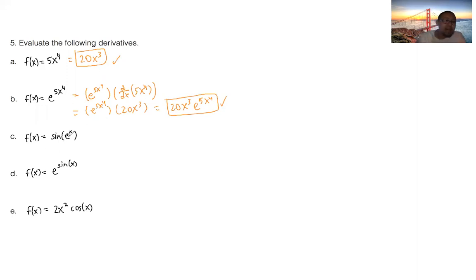Part C, sine of e to the x, again, chain rule. The derivative of sine of something is equal to cosine of something multiplied by the derivative of that something. In this case, the derivative of something is the derivative of e to the x, which is just e to the x. So this is going to end up being cosine e to the x times e to the x, which ends up being e to the x, cosine e to the x.